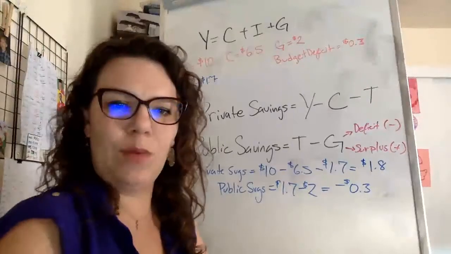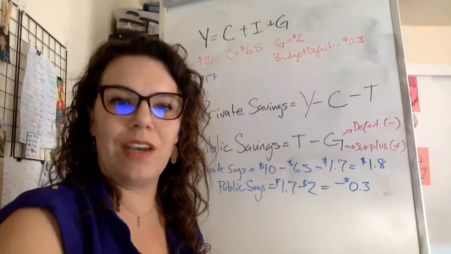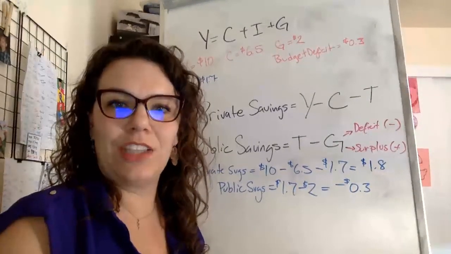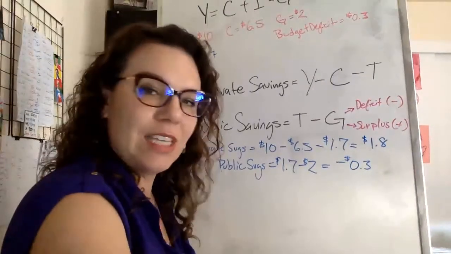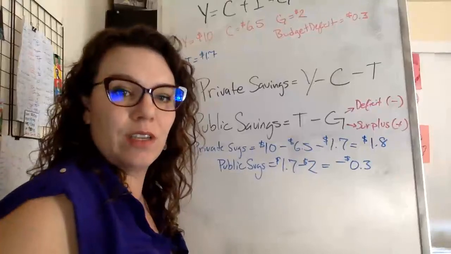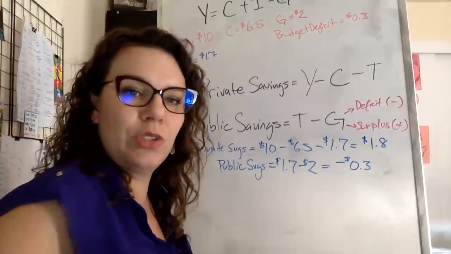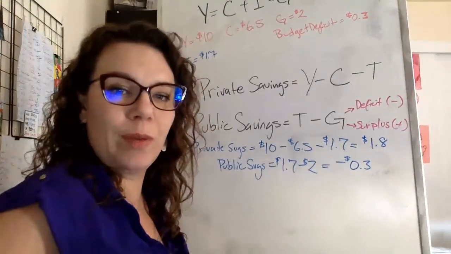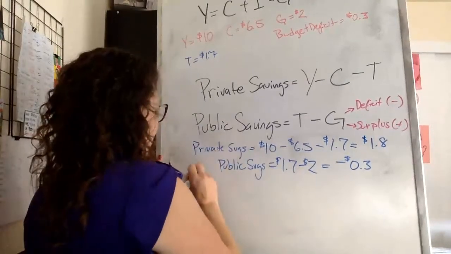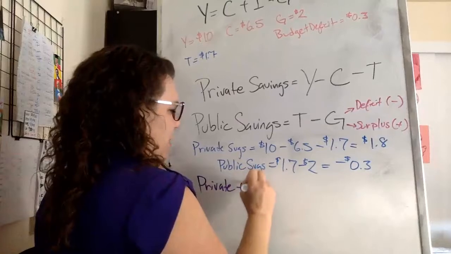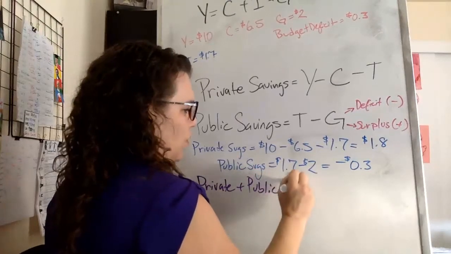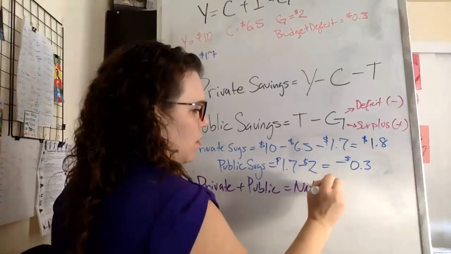And then the next thing we want to remember is what national savings is. National savings is public savings plus private savings. So we can find it two different ways. The first way we can find it is we can say, okay, private plus public equals national savings.